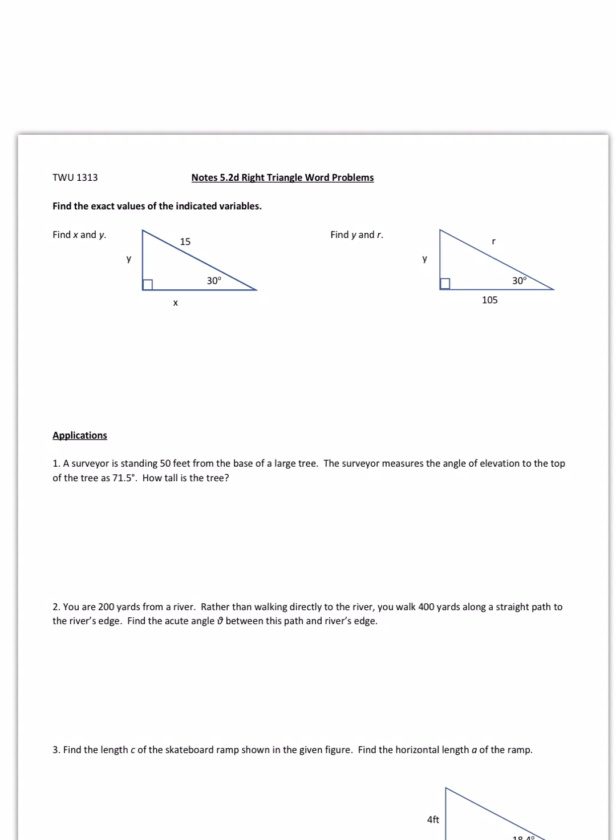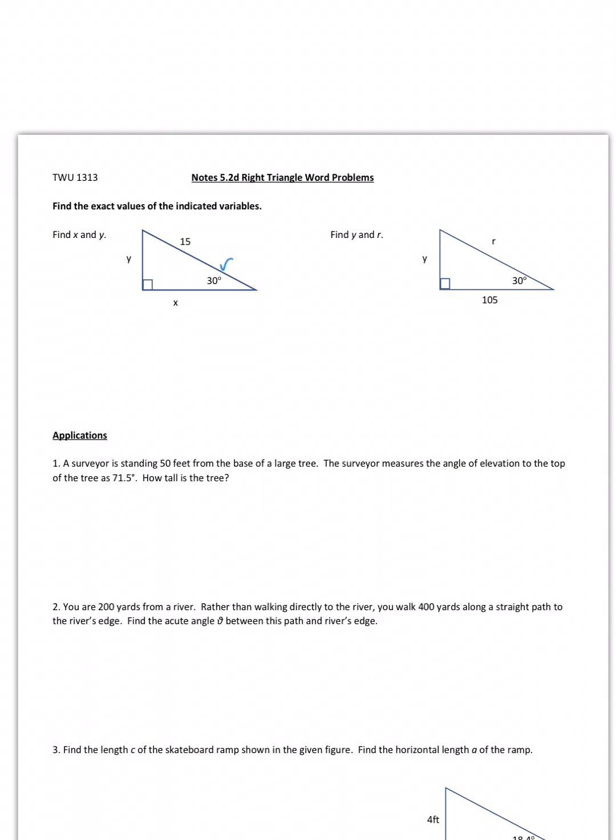All right, let's do this last section of 5.2. It's right triangle word problems. So we're going to get warmed up with just some basic questions, no word problems, helping us find the missing sides given minimal information. It says find the exact values of the indicated variables.